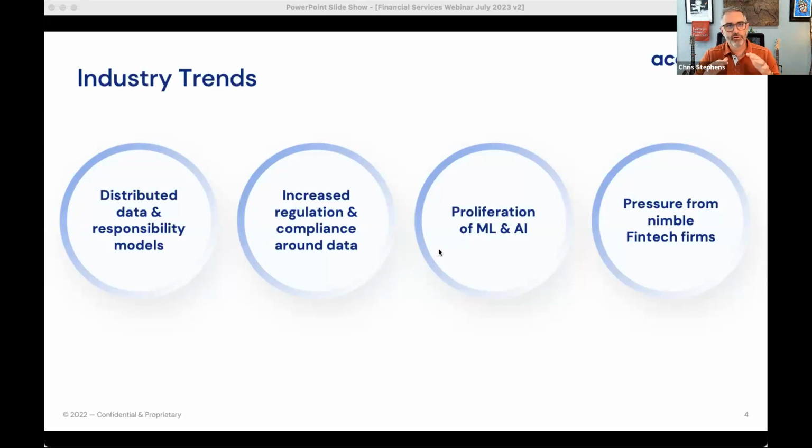But these are real meaty problems and hefty things that weigh on the shoulders of data leaders, especially in regulated industries like insurance, finance, healthcare. So this is a big deal.